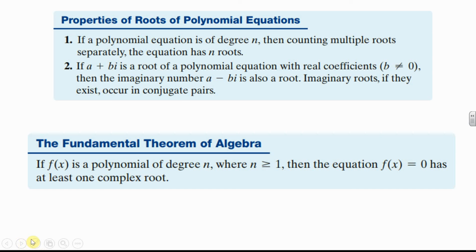All right. So, the properties of the roots of polynomial equations. What that first part simply says there for 1 and 2 is that you can also have imaginary, that is complex roots. You can have a plus or minus bi. So that may pop up as well. The fundamental theorem of algebra. Who proved the fundamental theorem of algebra?